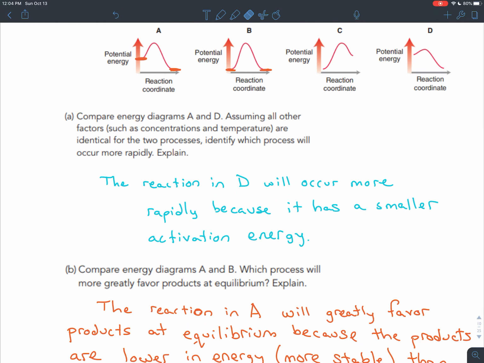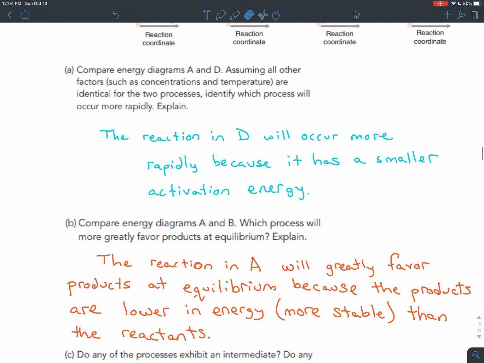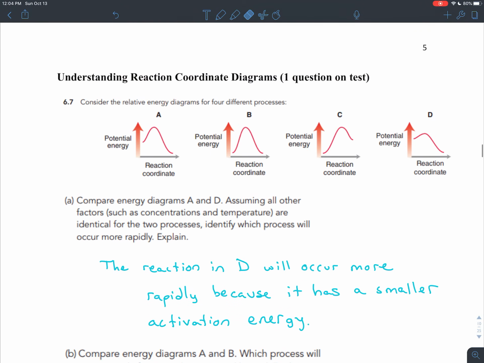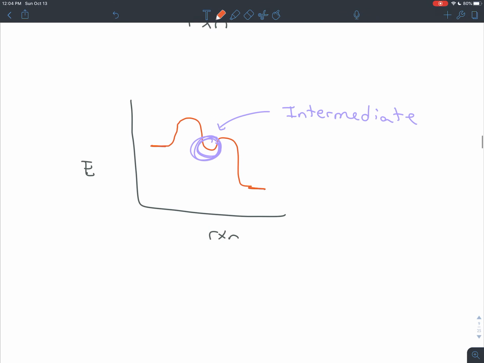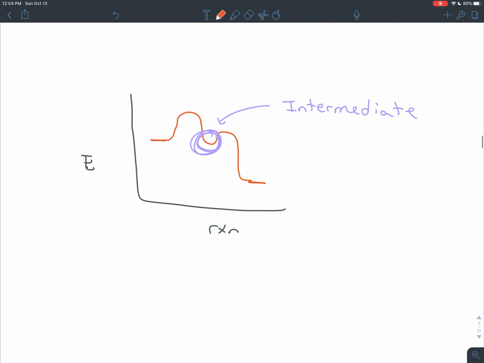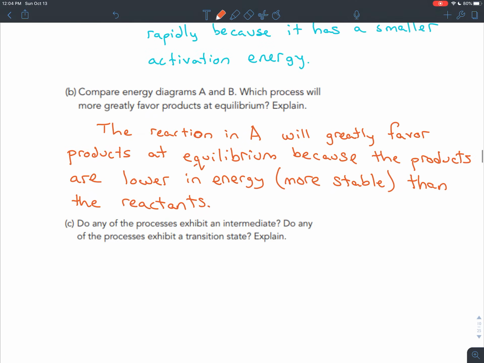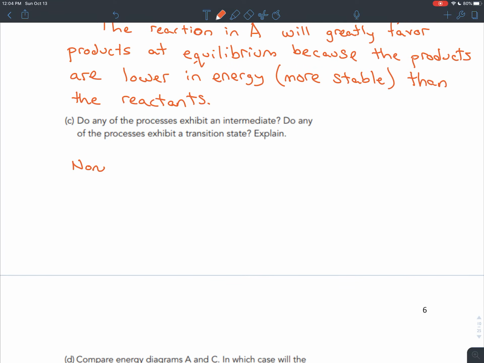And so that would be how you would read the reaction coordinate diagrams to answer that question. For C, it says, do any of these processes exhibit an intermediate? Well, we don't see any dip there. We don't see any little dip in between the two humps. There's only one hump in each of these. In other words, there's only one activation energy, only one transition state, there's only one step in the reaction. So none of the processes exhibit an intermediate.